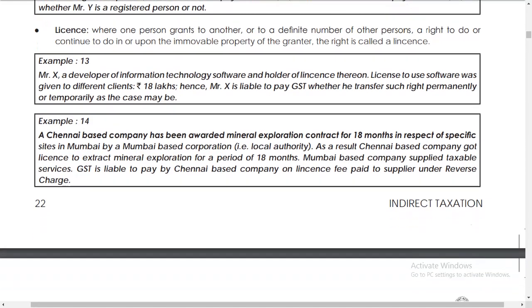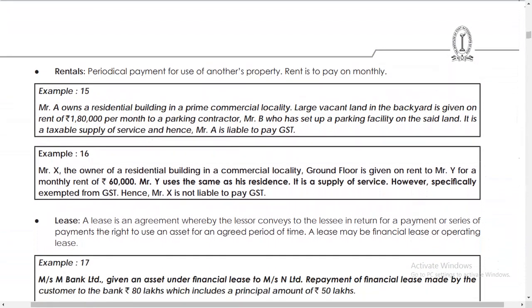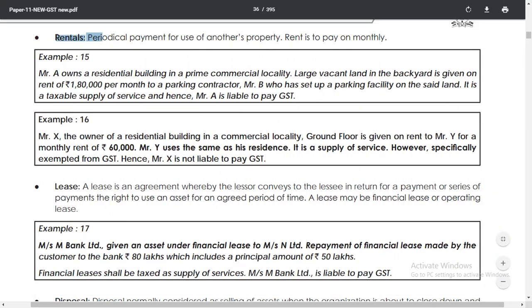So we'll go to the next question, which is based on rentals. This is very important, maybe questions will come. Rentals are periodical payments for the use of another's property. Rent is paid monthly.